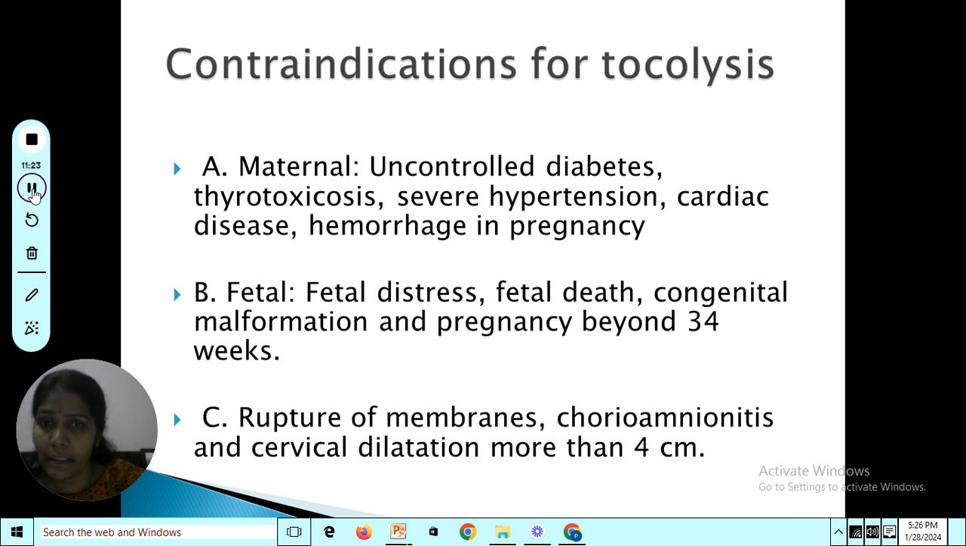And the fetal conditions are fetal distress, fetal death where there is no point in prolonging pregnancy, congenital malformations, and pregnancy beyond 34 weeks. There is not much role for tocolysis and steroid coverage and you can allow for a preterm labor. Then there is rupture of membranes, chorioamnionitis, and cervical dilatation more than 4 centimeters. So grossly we have conditions like infections or any hemorrhage, fetal death, and severe maternal medical conditions where there is a contraindication for tocolysis, where there is no point in prolonging labor.